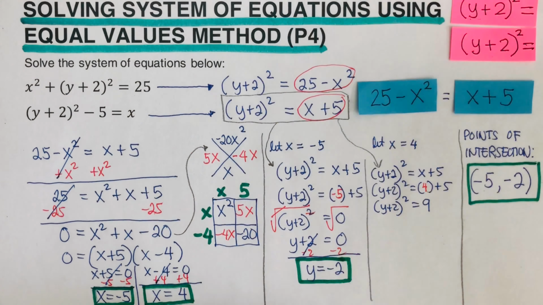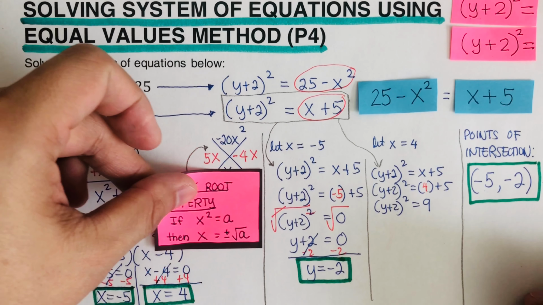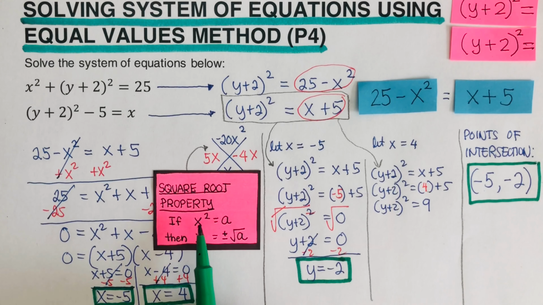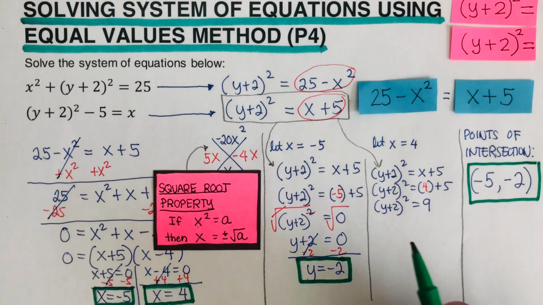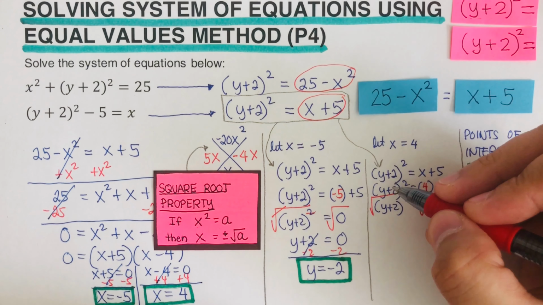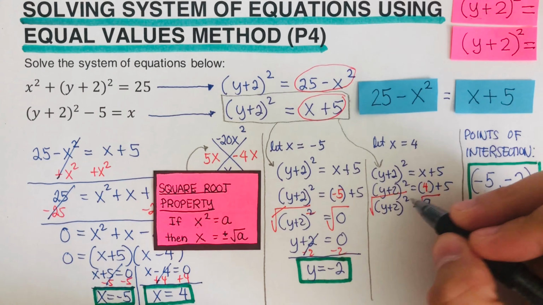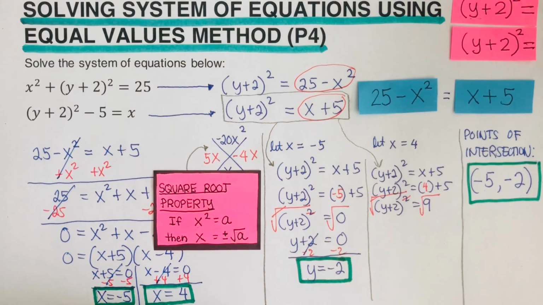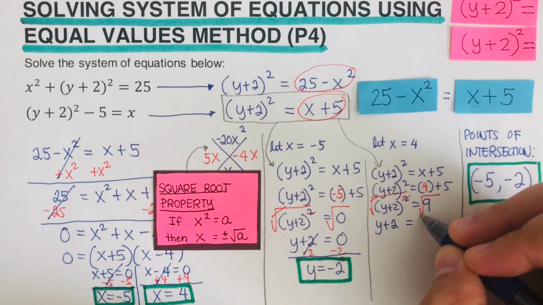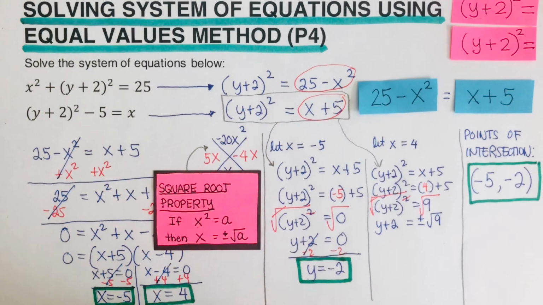So then we go ahead and square root both sides. Now please remember that we are going to use the square root property for this. The square root property states that if we're given x squared is equal to a and we want to solve for x, we square root both sides and then we say that x is equal to plus minus square root of a. So in this problem, if we square root both sides, we can cross the square root and squared. So we're left with y plus 2 is equal to plus minus square root of 9, which is 3.